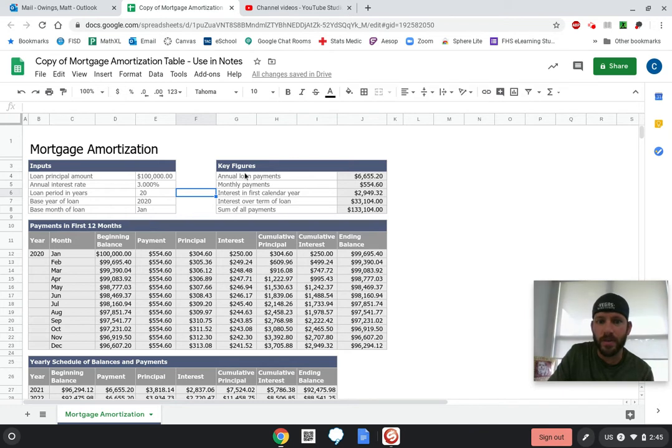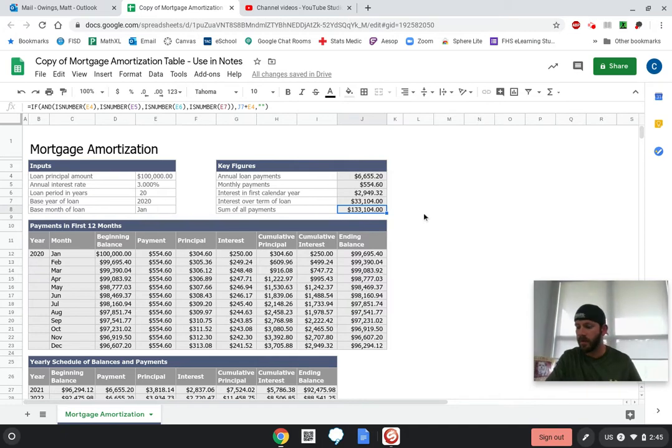And then the cumulative interest, that's $33,000 that you've paid in interest. So I do want to show you up here key figures. This is summarizing everything up here too. Annual loan payments, you're paying a little over $6,500 a year. Monthly payments matching these monthly payments here of $554.60. Interest in the first calendar year, total interest, and then the total sum of all the payments.